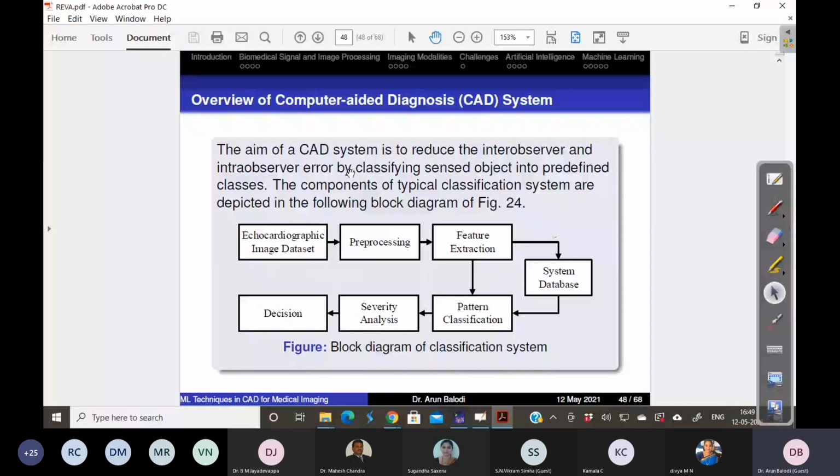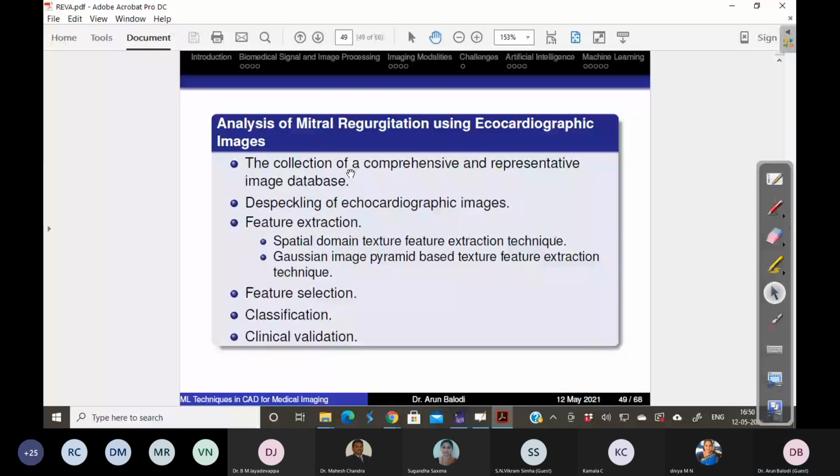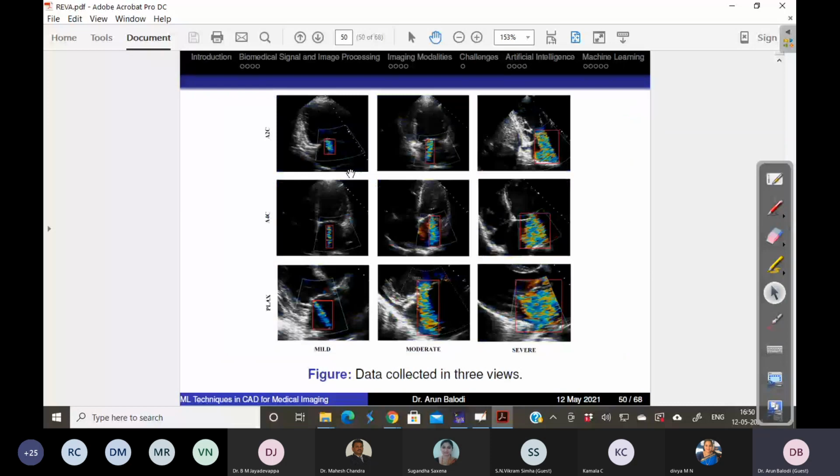So the problem was the analysis of mitral regurgitation using echocardiographic images. This is the image dataset that we had: 3 classes, 3 views, A2C, A4C, PLX, and the variation. This is the ultrasound image, the color Doppler ultrasound image that you can see here. Visually, as a human, I can see that this is the bigger area, so I can say this is the severe side. But how will the computer analyze? Because the computer cannot see; it can only calculate numerical values.